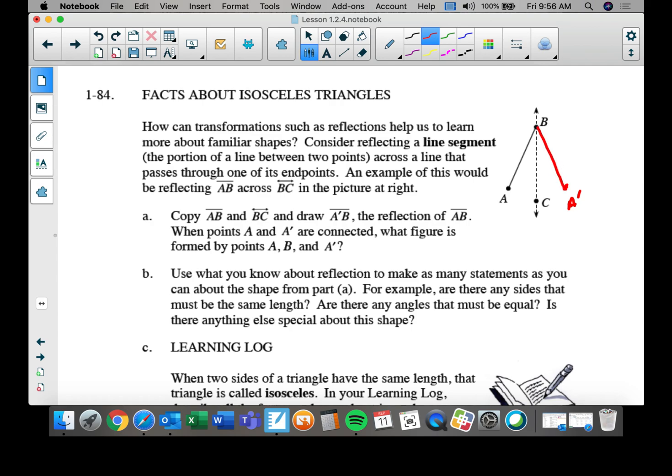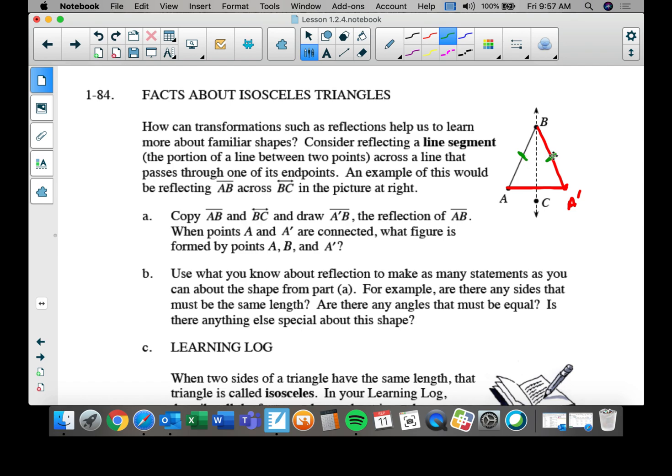Okay? And now, if we connect this up and draw this in as a triangle, one of the things they're trying to get you to recognize is that I know this has to be at least an isosceles triangle, because that length has to be the same as that length. And I know that because it's the exact same line segment that's been reflected.